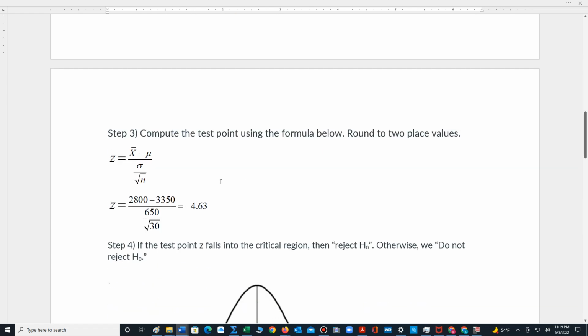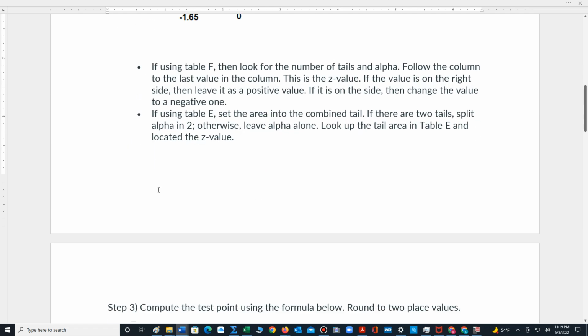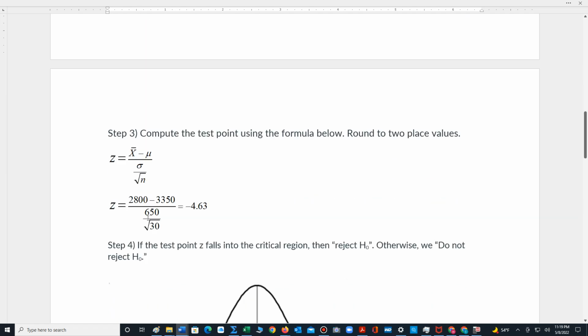Our next step is we have to compute the test point. So the test point formula is z equal to the sample mean minus the population mean divided by the standard error, which is sigma over radical n. We take our information from the problem, plug it into the formula. Sample mean is 2800, population mean 3350, standard deviation is 650, and n is 30.